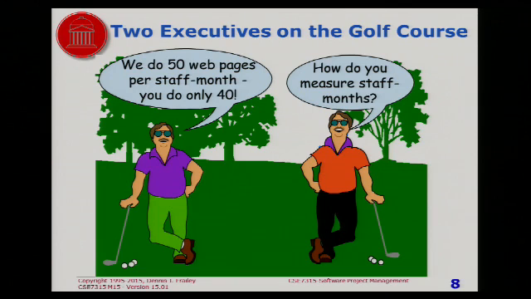So here's a little example. You have 2 people, they're both executives of 2 different companies, and one of them says, we do 50 web pages per staff month. You only do 40 web pages per staff month, therefore we must be better than you. But the guy on the right says, how do you measure a staff month? And that's important because how you measure it determines what you're actually figuring out.